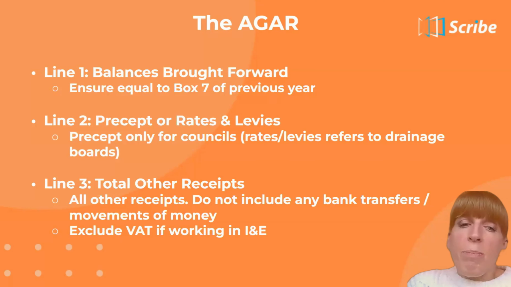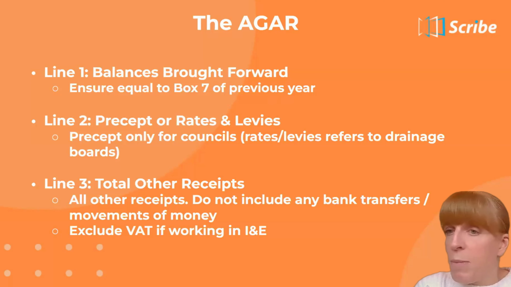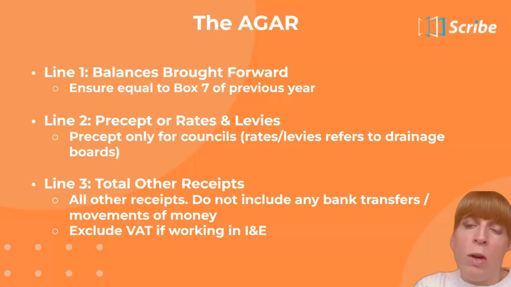Line 2 is precept or rates or levies. So that's just the precept. Rates levies refers to the internal drainage boards who also use this form. So it's just the precept. Sometimes people think, does it mean CIL because that's a levy? No, it doesn't. It's just the precept.